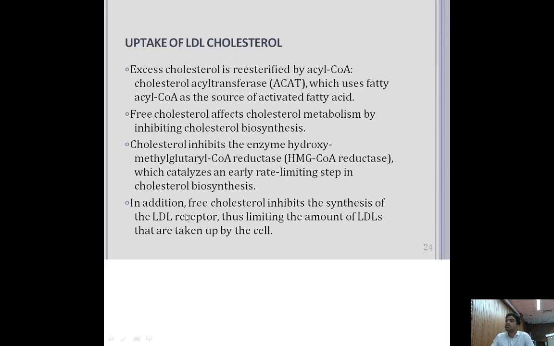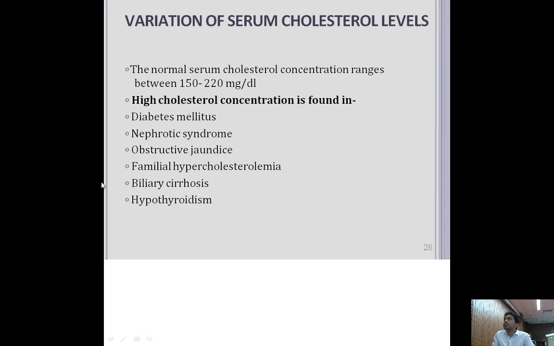This we already saw. And in addition, free cholesterol inhibits the synthesis of the LDL receptor, thus limiting the amount of LDL that is taken up by the cell. So if more and more cholesterol is present inside the cell, this will also inhibit the formation of LDL receptor, because then more LDL is not required in the cell. Cholesterol is already present.